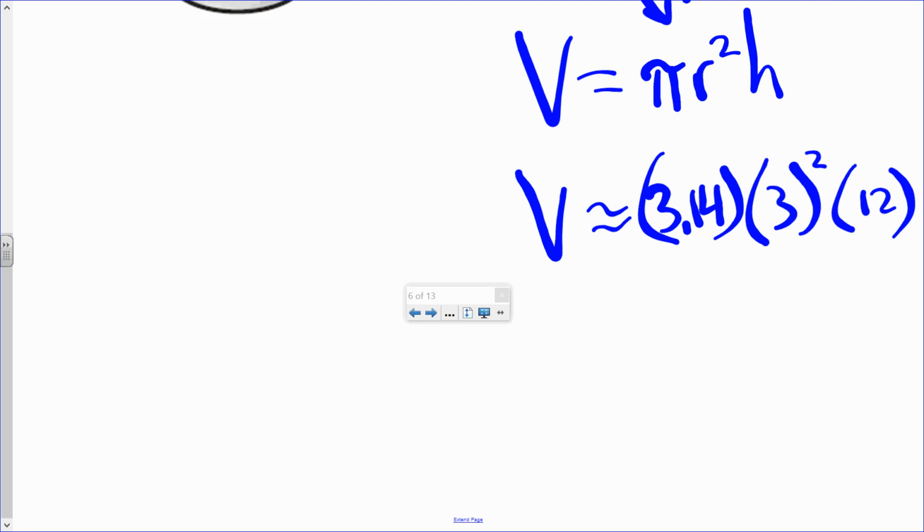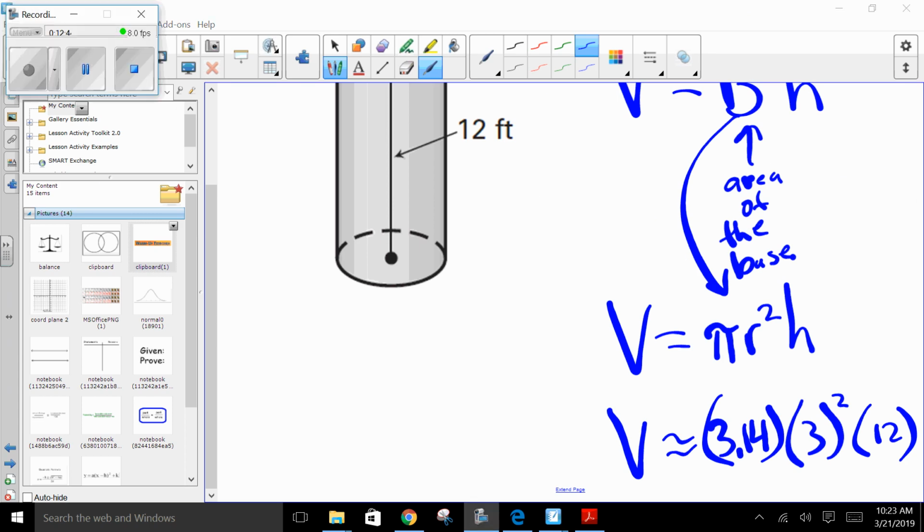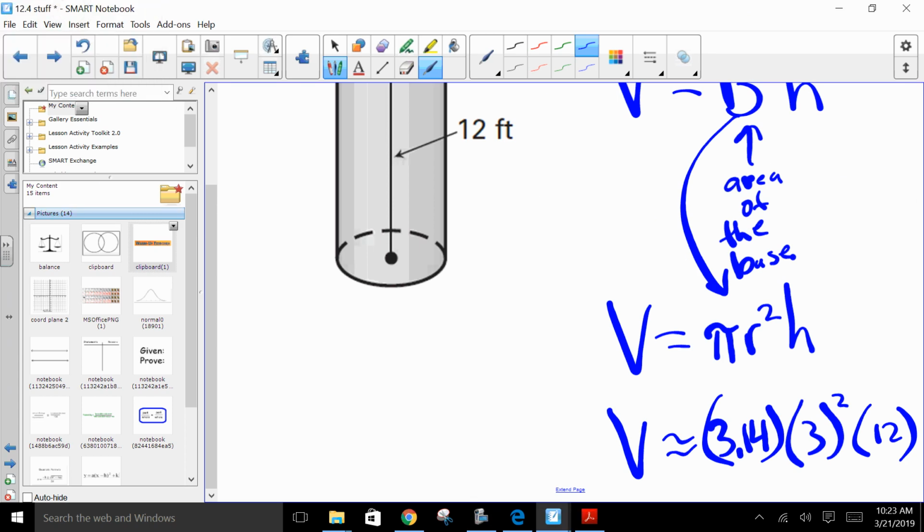The rest is just, where's my calculator? The rest is just calculator button pushing. This is ridiculous how easy this is. Come on, guys. Let's see. I think that's the one.